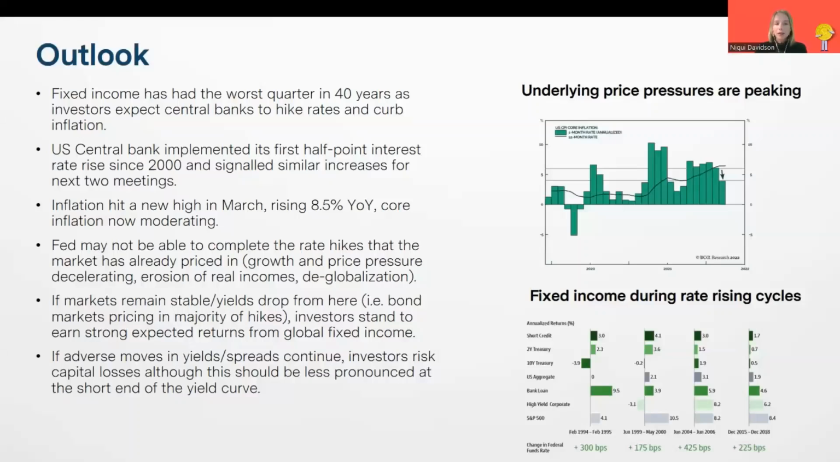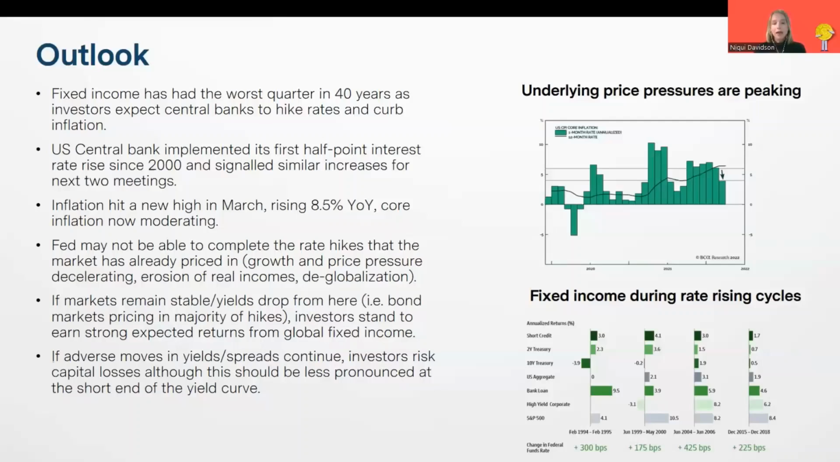We're seeing that price pressure start to decelerate. And so although the bond market is pricing in a lot of rate hikes over the next year, 2 years, we may see that not all of those hikes are potentially necessary, given that those price pressures are already coming under control. If that is the case, and if markets remain fairly stable or yields maybe drop from here, then we could see fixed income earn really strong expected returns over the next few years. However, if yields continue to increase, we could see the fund have capital losses.